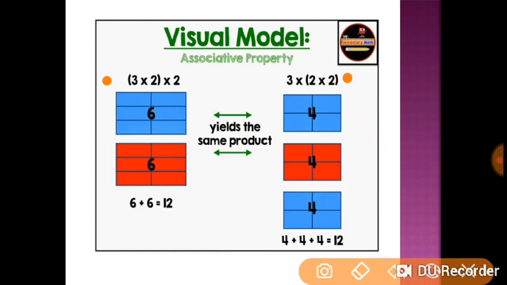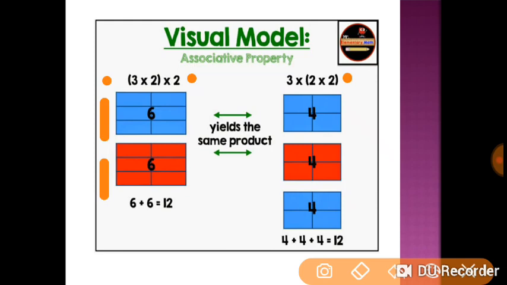In the first representation, 3 into 2, you can see, children, that there is a big rectangle in which there are 3 columns and 2 rows, which is shown by the blue box. But there should be 2 such boxes, so the same representation is shown by a red box.